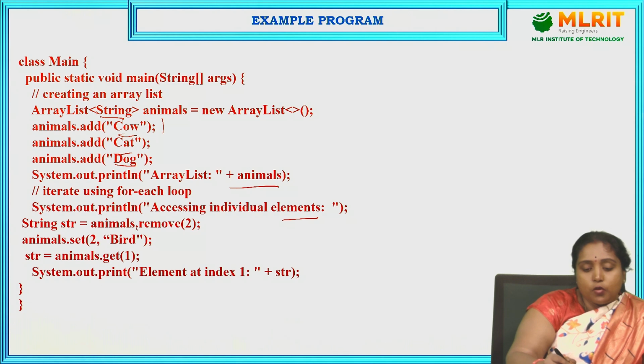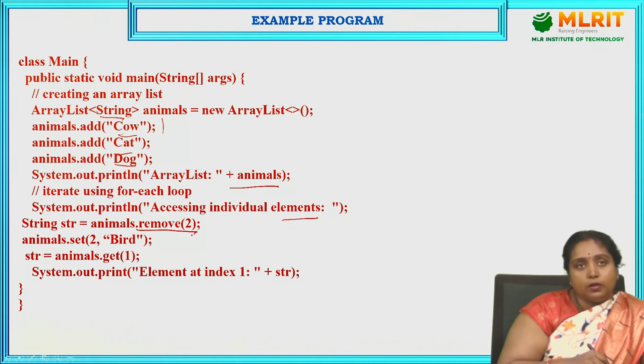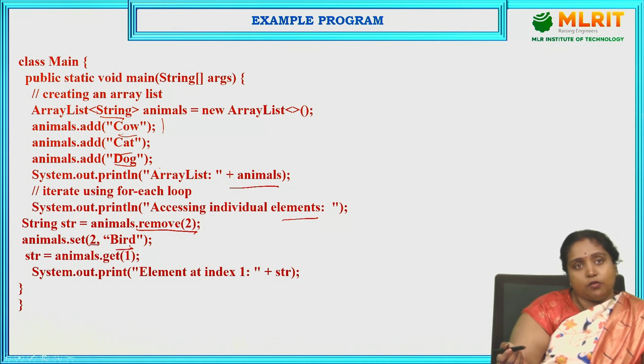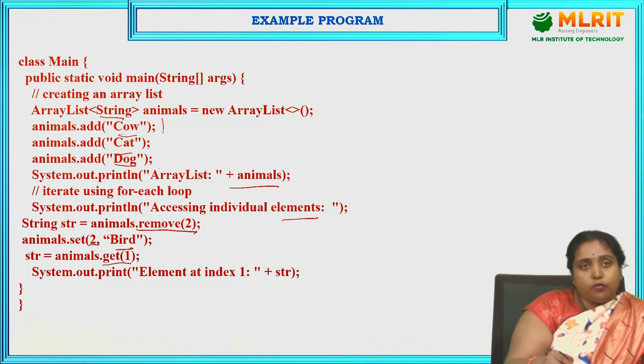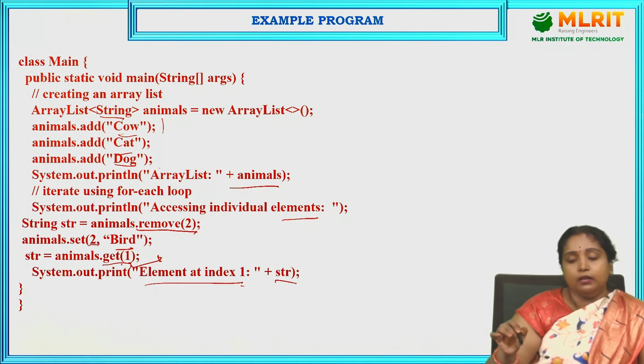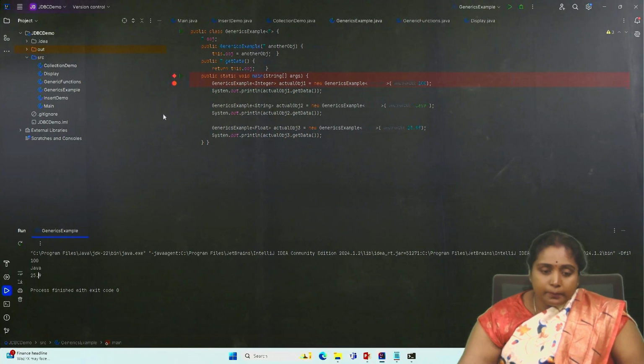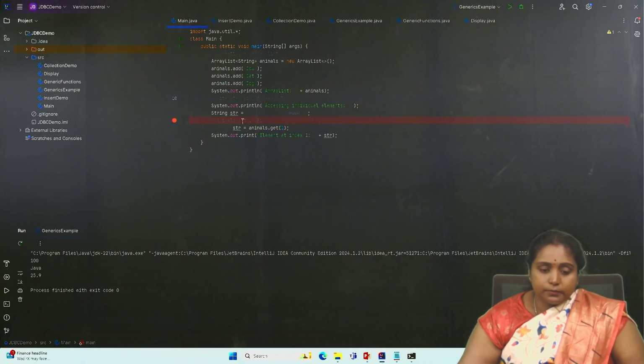And next I want to remove index 2. So the element dog will be removed, and I can set index 2 to bird. Instead of dog, if dog is removed, I can set it to bird. And next get of 1. Whatever the value at index 1 can be accessed, and the element at index 1, the string cat, will be presented. So this is the ArrayList program. Let us execute this.